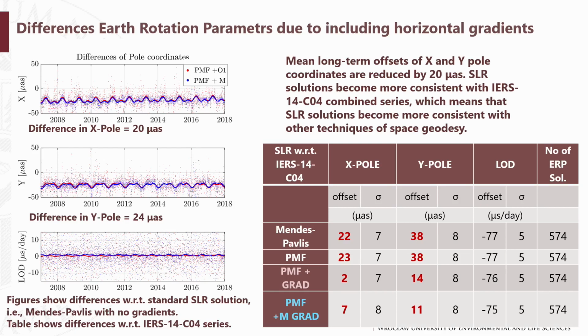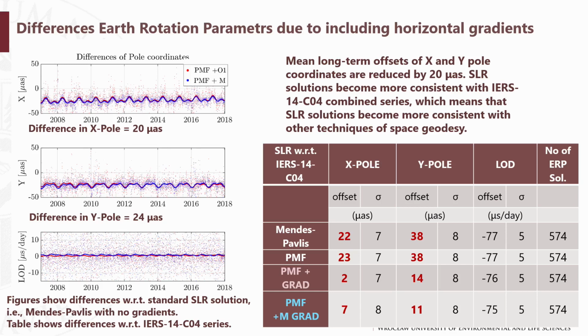If we consider the horizontal gradients, we have in our estimates an offset for the x-pole and y-pole coordinates of about 20 microarcseconds. And if we compare the estimates without the gradients and with the gradients with respect to the C04 series, that is based on, in principle, three techniques of space geodesy, so VLBI, GNSS, and SLR, we see an improvement and a better agreement between SLR solutions and the C04 solutions.